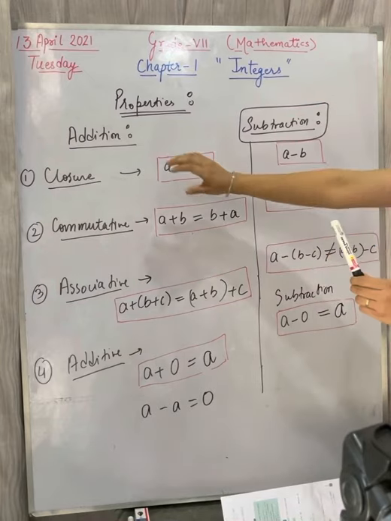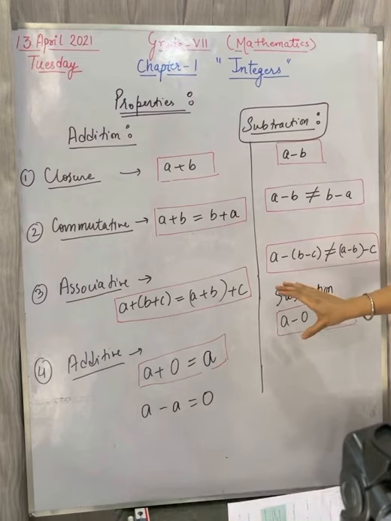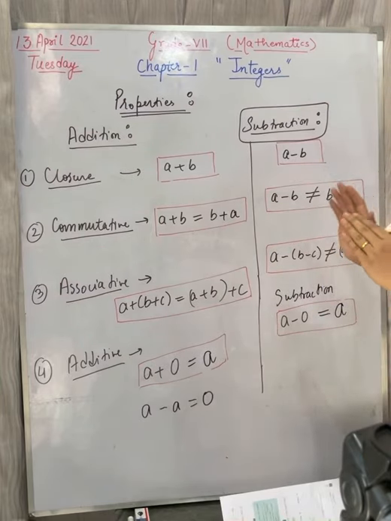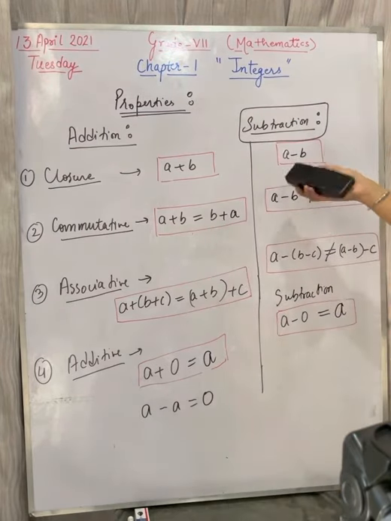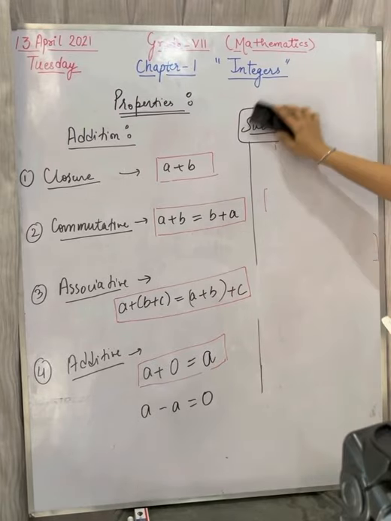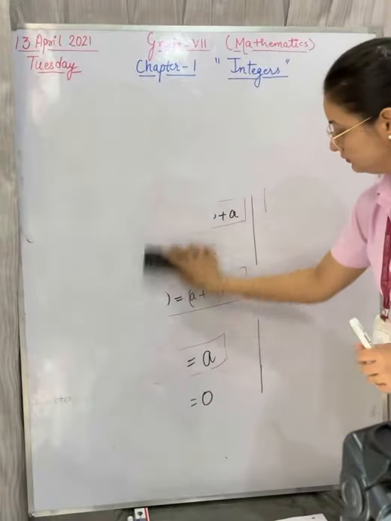Right, so these are the properties of the integers in case of addition and in case of subtraction. Please practice these properties properly at home by written practice. Written practice should be there for these properties. Then we did some questions in the class.